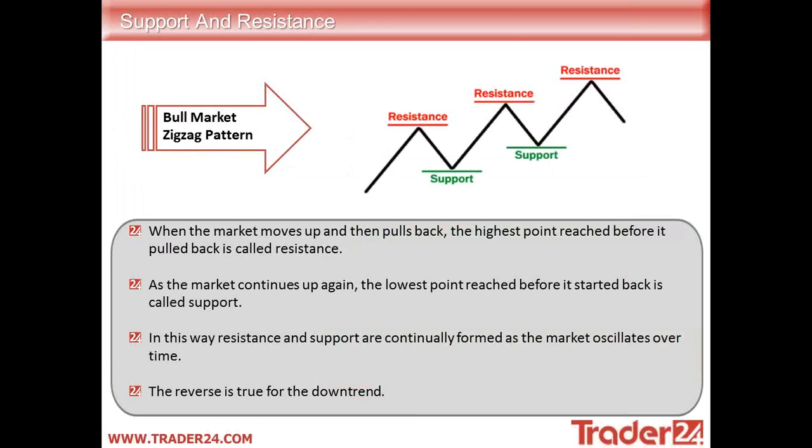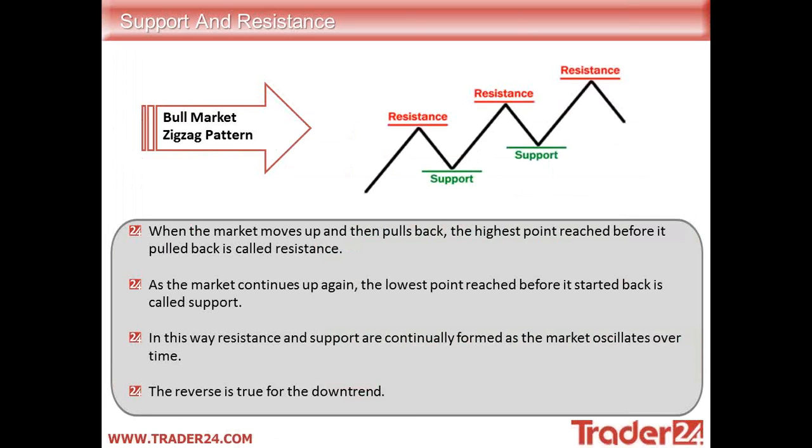All right, so briefly, we're just going to talk about support and resistance. What we have here is, when a market moves up and then pulls back, the highest point reached before it pulled back is called resistance. So it's almost like a price ceiling to which the price gets pushed, and then all the bears in the market say, hang on, no, we don't think it's worth more than this, and then they tend to pull it back.